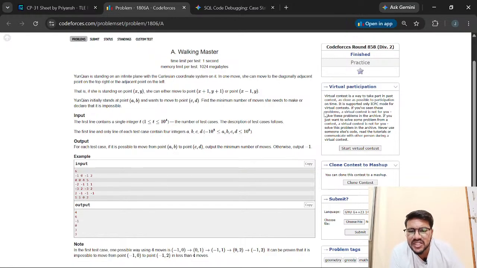In one move, she can move diagonally adjacent. That is, if she is on x, y, she can move to x plus one, y plus one, or x minus one, y. And Kenyan initially stands at point A, comma B. He has given us the point A, comma B, and he is starting there and wants to move to C, comma D.